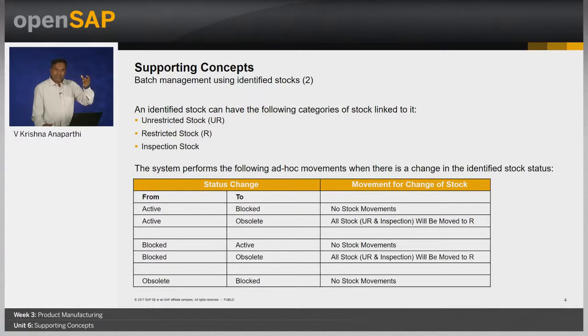The status will have an eventual impact on the inventory as well. For example, if I have a batch which is active and has stock unrestricted associated with it, and I change the batch from active to obsolete, the corresponding stock will automatically move from unrestricted to restricted. So, the status on the identified stock will eventually update the inventory as well.